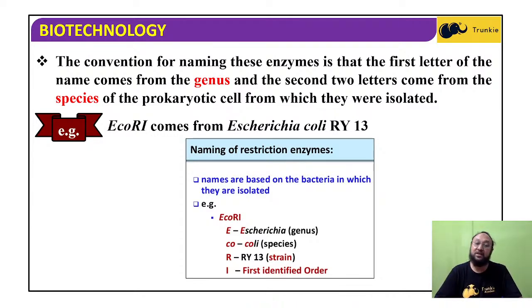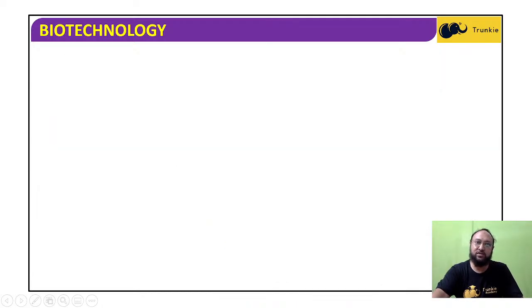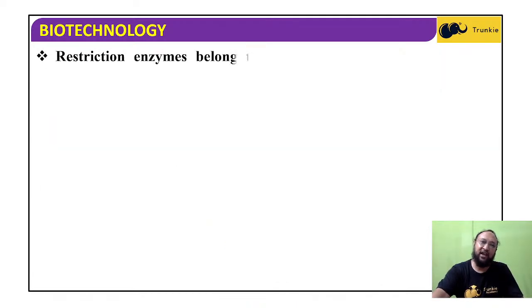R means the strain, and the Roman numeral I means the first identified in order, one. So you can say EcoR1 or EcoRI, it is the same thing. This is how restriction endonucleases are named. There is a set of rules that is followed while naming these enzymes.